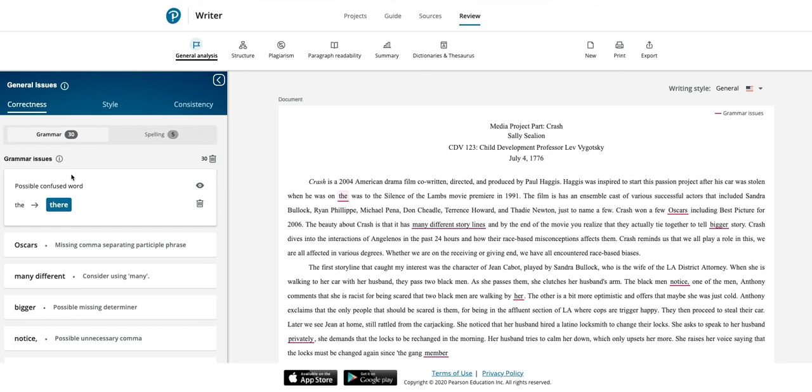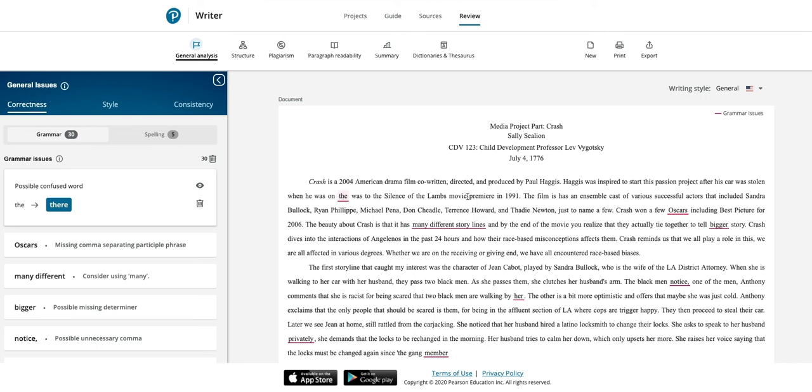Now, not all of the issues are real. This is just like spell check in Google Docs or in Word or any sort of word processing program. I can't just go through and accept everything without looking at it, because this first example is saying that instead of the word the, maybe you want to put the word there. And here's where it is. But let's take a look. After his car was stolen, when he was on the, so it's saying there, so on there was, well, on the was. Well, that doesn't make much sense.